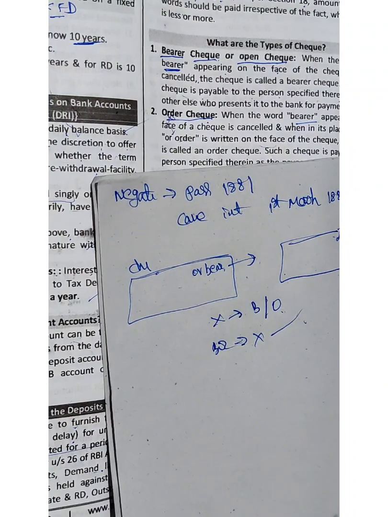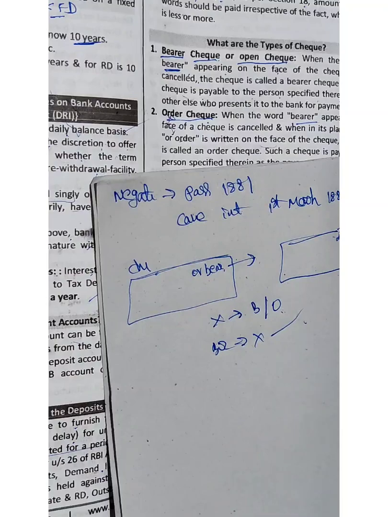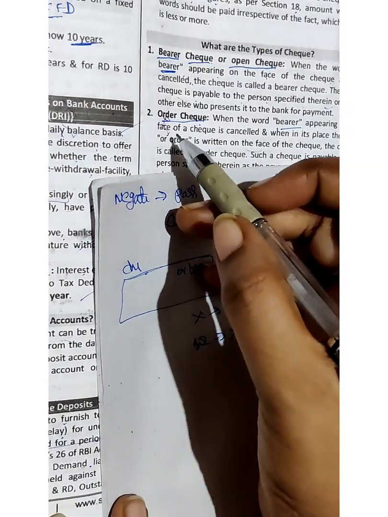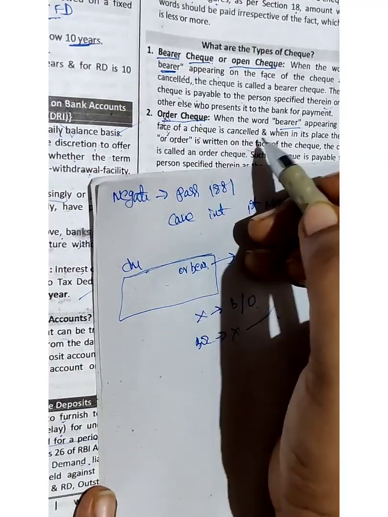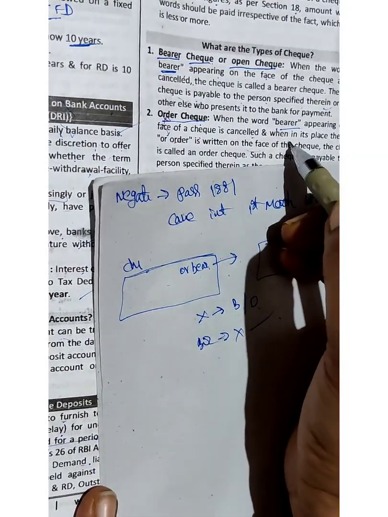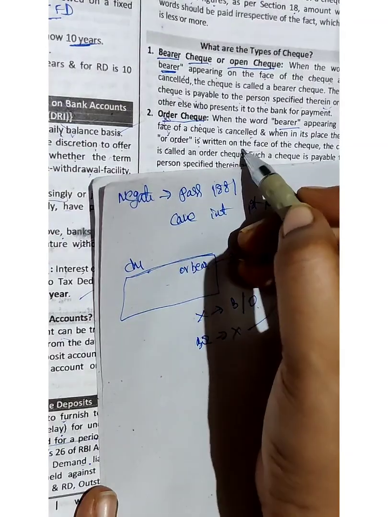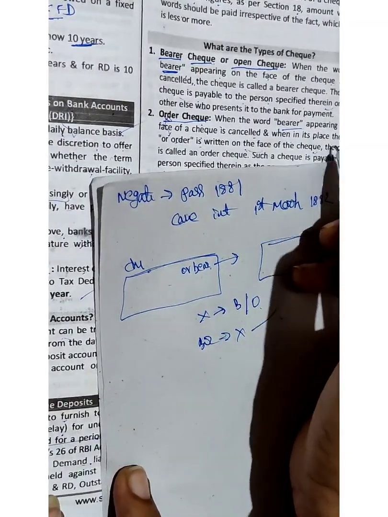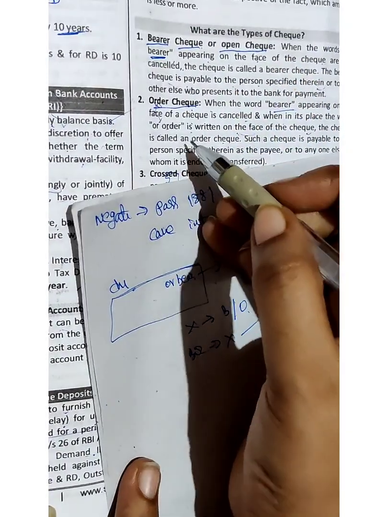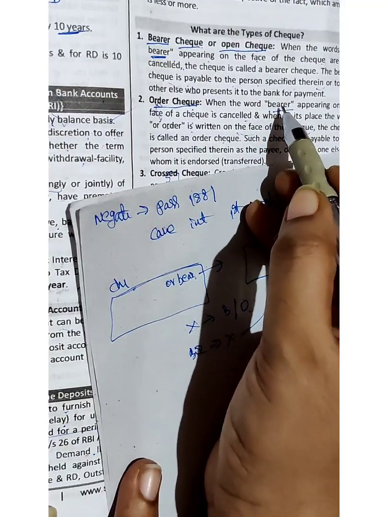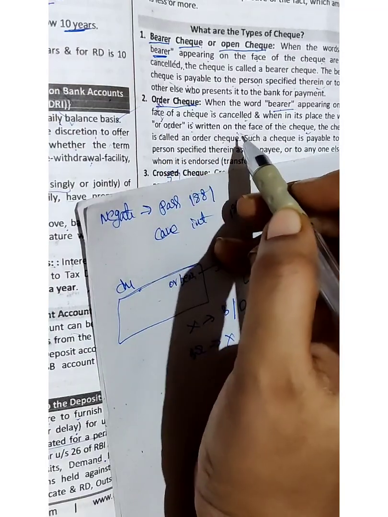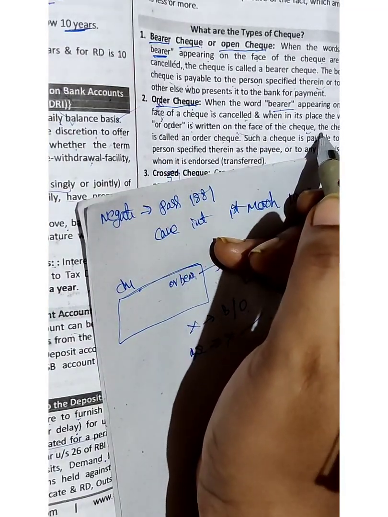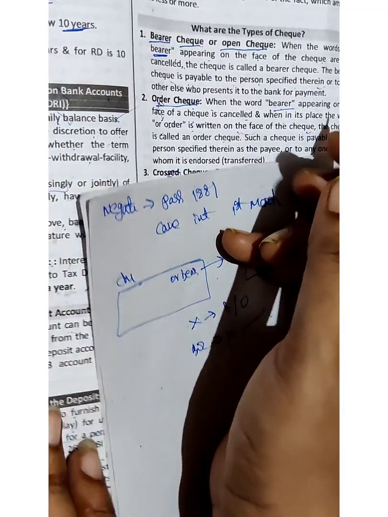A bearer cheque or open cheque means the words 'or bearer' appearing on the face of the cheque are not cancelled. But in an order cheque, the word 'bearer' appearing on the face of the cheque is cancelled, and in its place the word 'order' is written. So that cheque is called an order cheque.